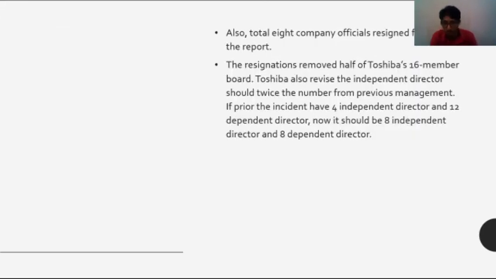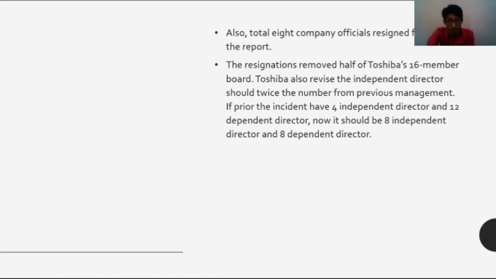Also, a total of 8 company officials resigned following the report. The resignations removed half of Toshiba's 16-member board. Toshiba also revised that the independent directors should be twice the number from the previous management. It means if the incident had 4 independent directors and 12 dependent directors, now it should be 8 independent directors and 8 dependent directors.